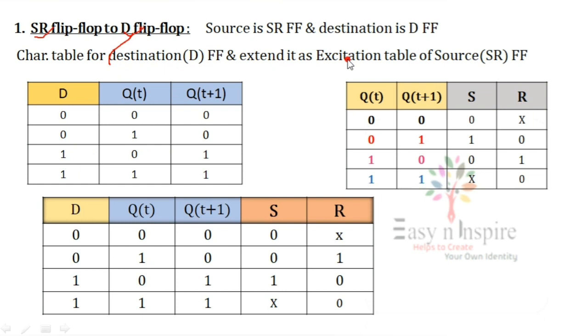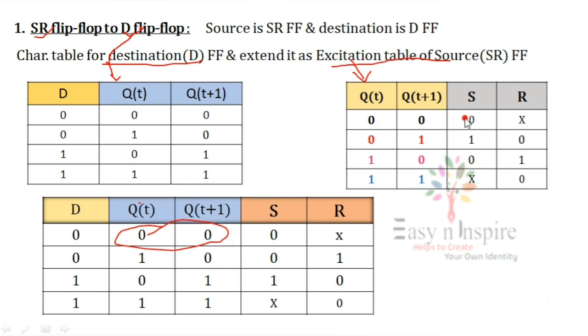And this is the excitation table of the source. This is the characteristic table of the destination, and this is the excitation table of the source. Now you need to combine these two. First of all, consider this one same as this. Now for these combinations, write down the input combination 0, 0.